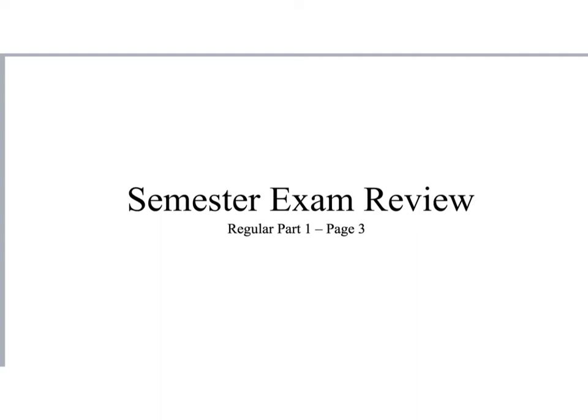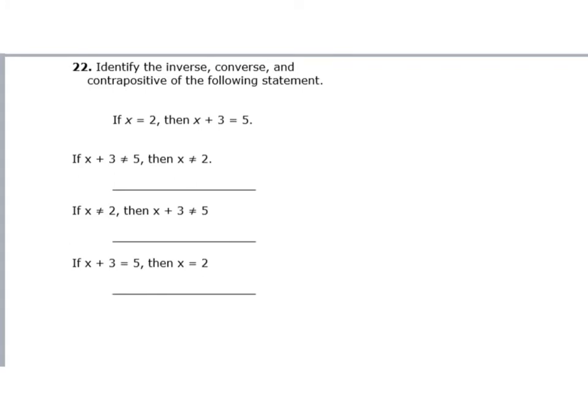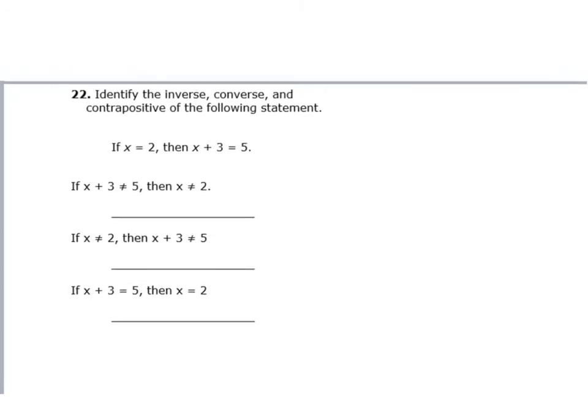All right, so here it says page 3 because it's the third side, I guess, of your part 1 review, starting at number 22, your semester exam review. So it says to identify the inverse, converse, and contrapositive of the following statement. So remember, your inverse is going to be not, is the key word. Your converse has the keyword of switch, and contrapositive has the keyword of both.